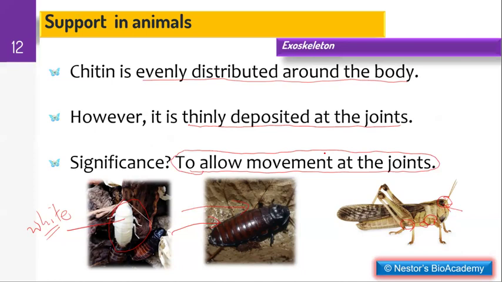So we just stated that the exoskeleton is always periodically shed off. Could you be in the know of the reason why the arthropods have to periodically shed off this protective case they have?